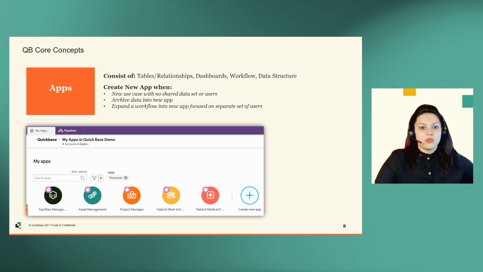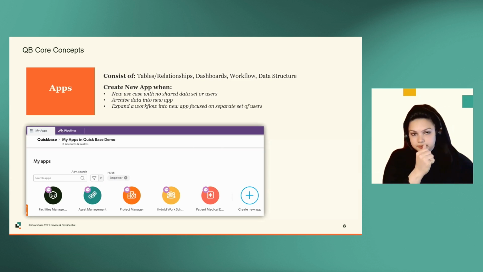Next, expanding a workflow into a new app focused on a separate set of users. An example of that would be, let's take project management again. Within your project management use case, you might have requesters who send you a request for your projects before a project is approved and initiated and then tracked for the end-to-end process. So you might want to keep your project requests in a completely separate app and then have those requests populate into your project management app, where you can track the end-to-end process of the projects.